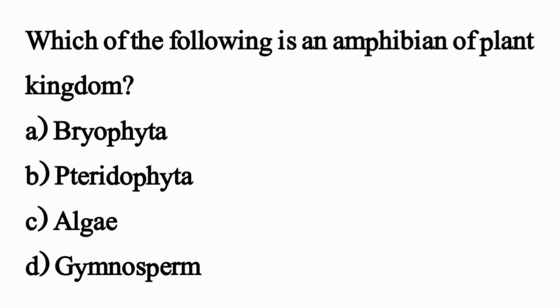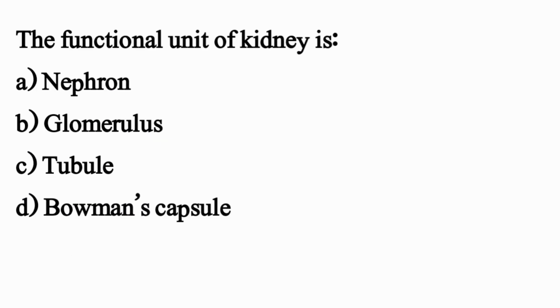Which of the following is an amphibian of plant kingdom? The right option is option A, bryophyta. The functional unit of the kidney is. The right option is option A, nephron.